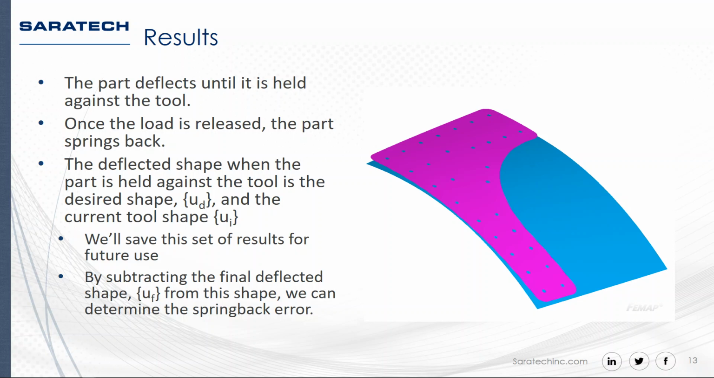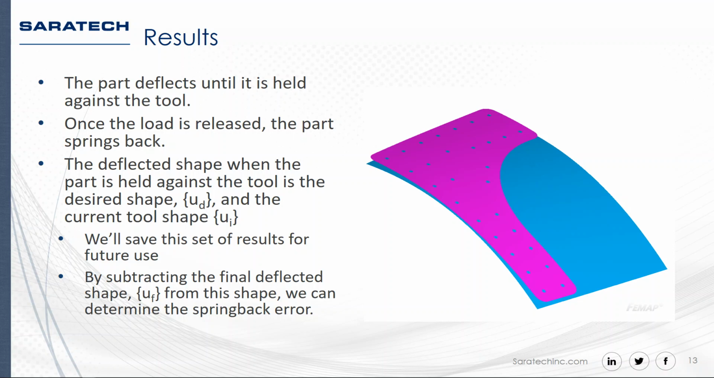That deflected shape, when it's held against the tool, since the tool is the desired shape, we're going to call that the desired shape, and we're going to define it as UD. And we're going to say our current tool shape is UI. Now in this case, UI and UD are the same for the first iteration. But later on, as we start to adjust the tool shape, UI will vary. We're going to save this UD for reference, though, because it now becomes our desired shape for all of our iterations, and subtracting it from the sprung back shape is how we'll define our error.